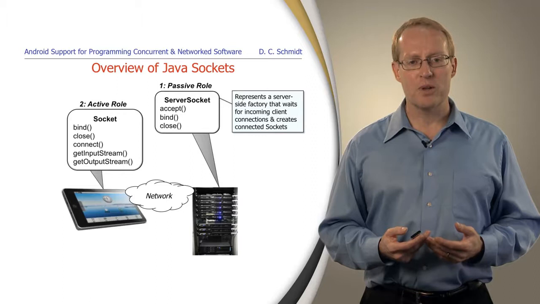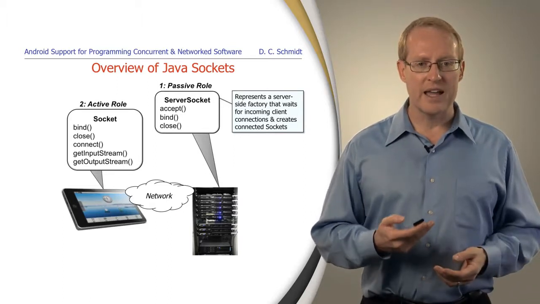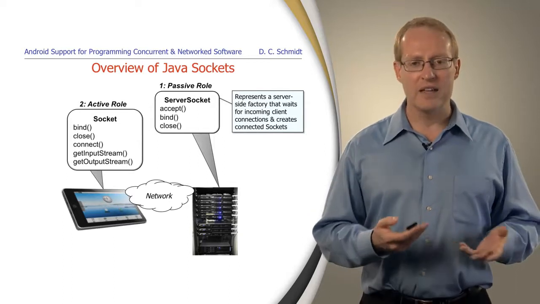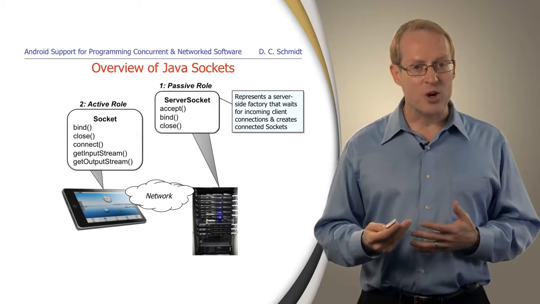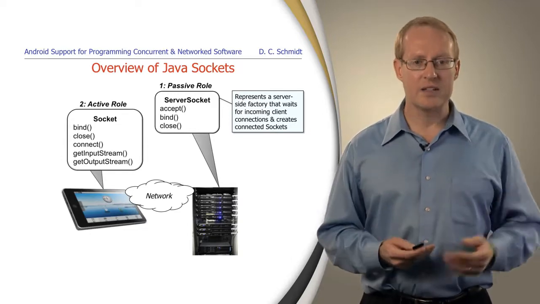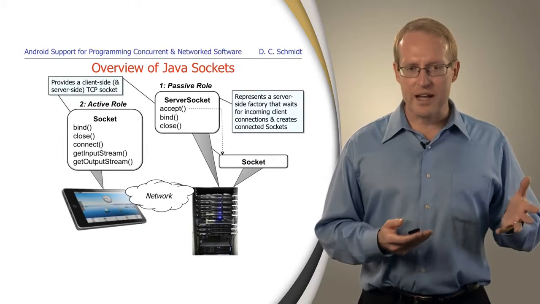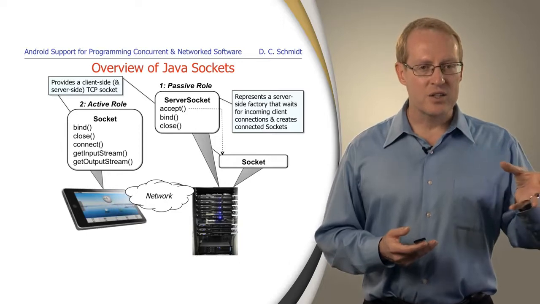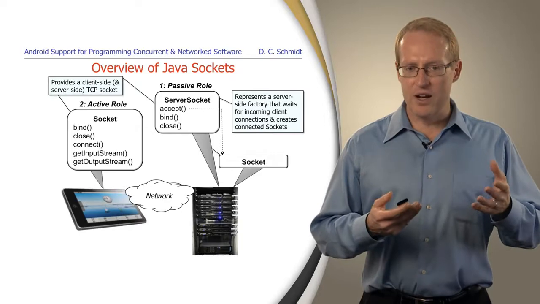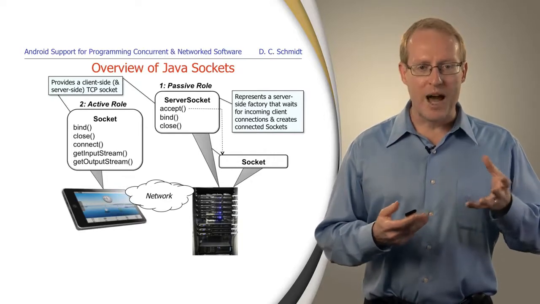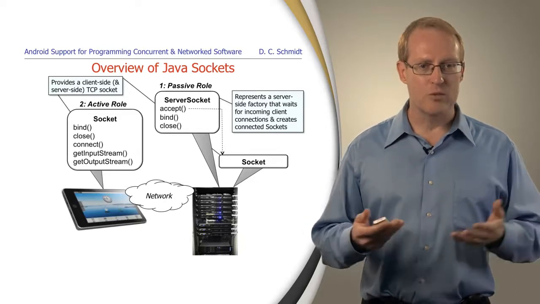The passive role is played by something called a server socket. And it defines very familiar mechanisms like the accept method, bind, and close. And it basically allows you to have a factory that will manufacture a socket to communicate with a connected client. The active role is typically played by a socket, which allows you to connect to a server, as well as be able to bind to various addresses, and also be able to get access to input and output streams that are used to actually communicate back and forth between sender and receiver.